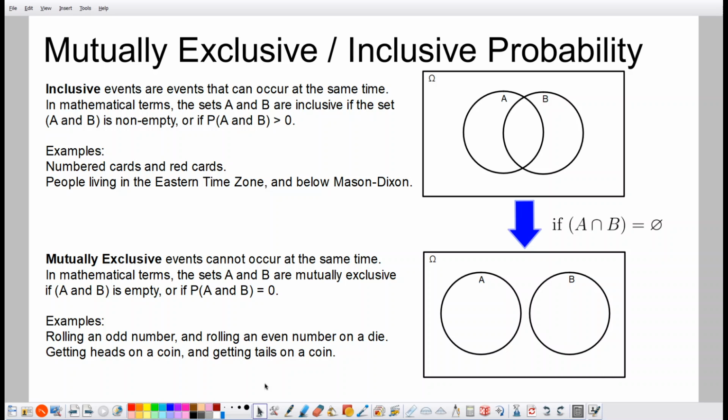a standard deck of cards and it's a numbered card, and it's a red card. Okay, those two events, numbered cards and red cards, they overlap because I can pick one card out of there that satisfies both of those criteria.